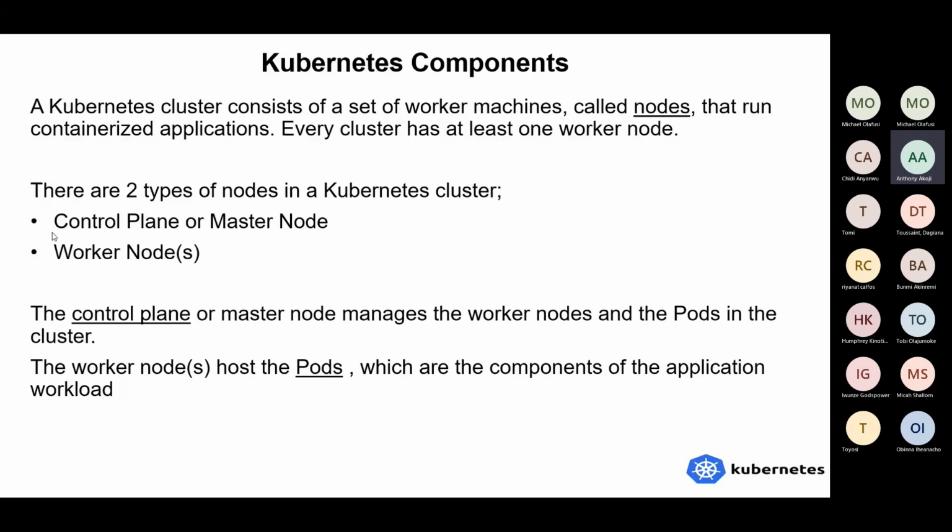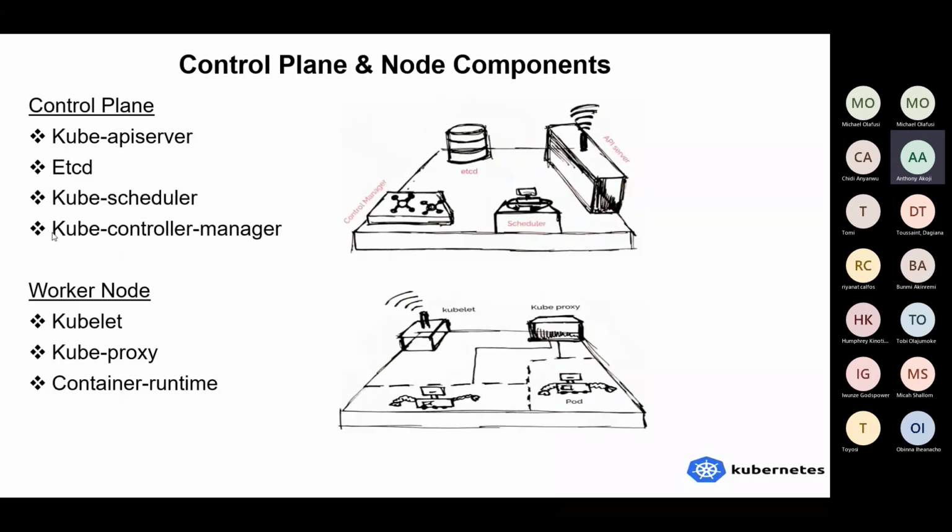I want to break down now what you have inside your control plane or master node and your worker node. Inside the control plane, we have the Kube API server, etcd, the Kube Scheduler, and the Kube Controller Manager. Then for the worker nodes, we have the Kubelet, Kube Proxy, and the Container Runtime.